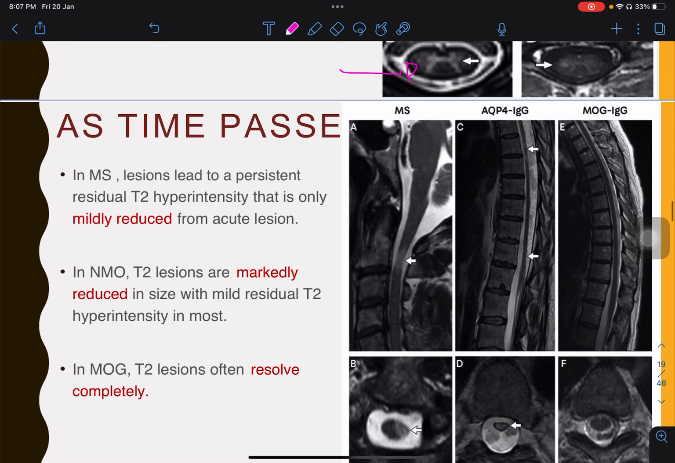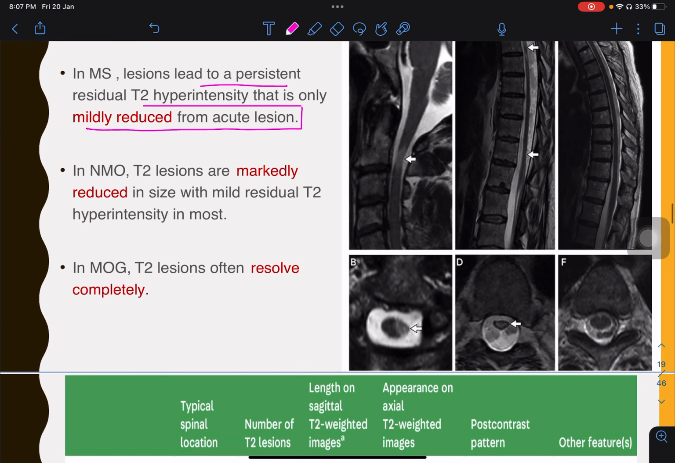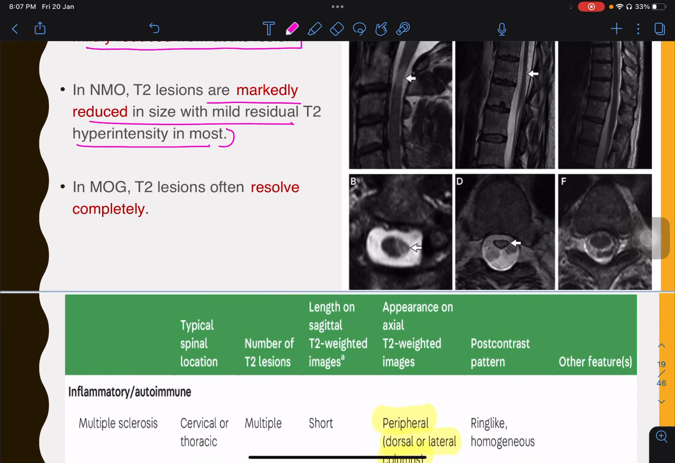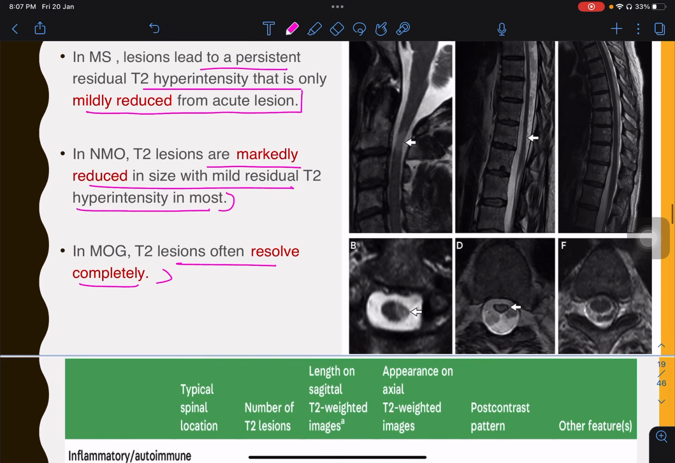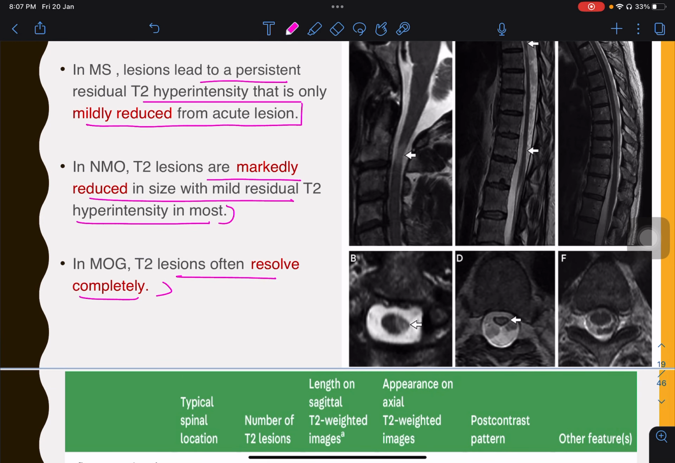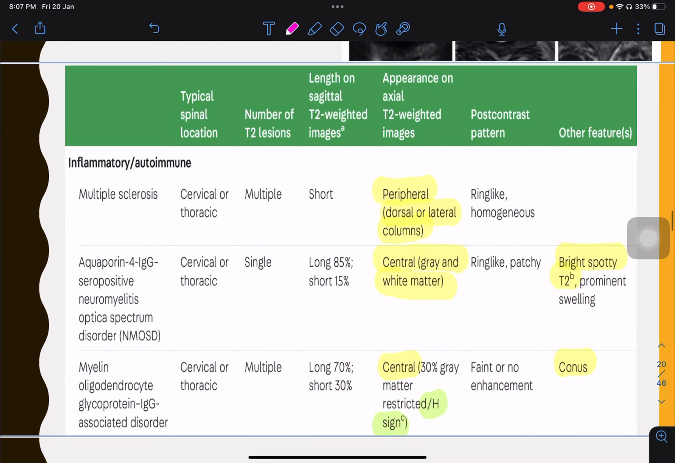As time passes, the MS lesions lead to a persistent residual T2 hyperintense lesion that is only mildly reduced from the acute lesion. In NMO, T2 lesions are markedly reduced in size with mildly reduced T2 hyperintensity in most. In MOG, T2 lesions often resolve completely. In NMO, it is markedly reduced, but in MS, it is only mildly reduced. So this you must remember.